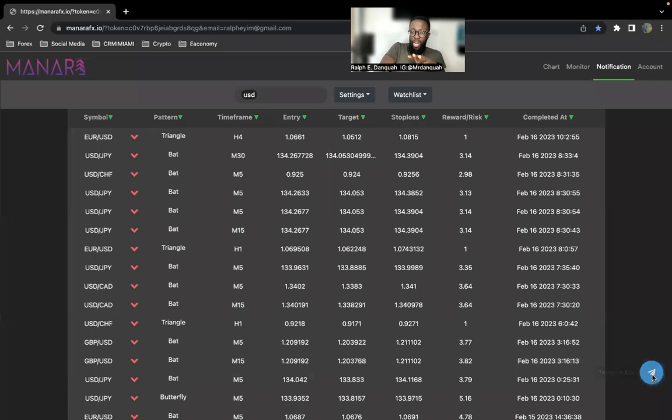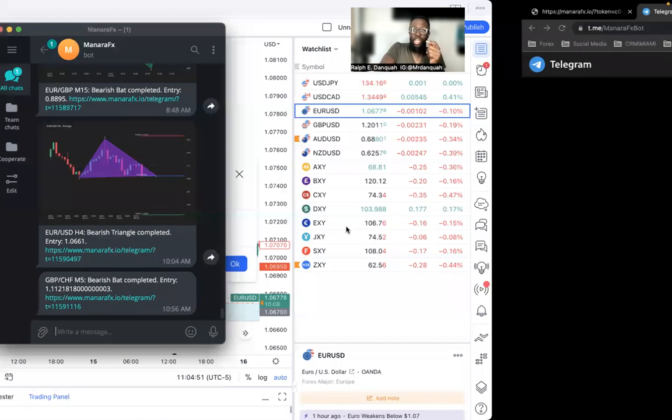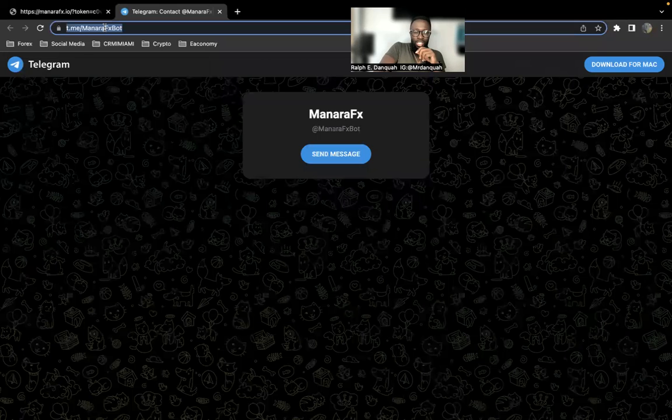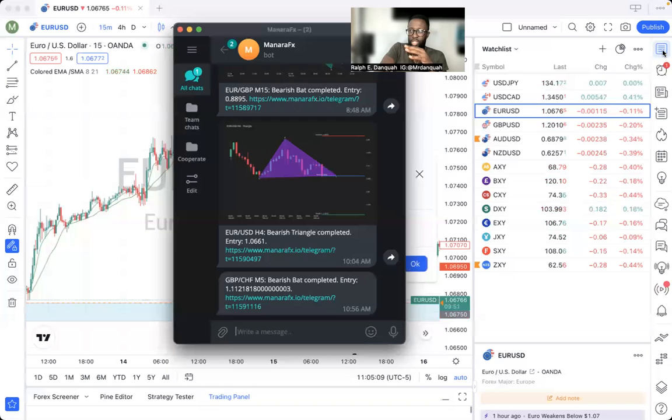Once you click this button right here, it's going to take you directly to Telegram, as you can see. In Telegram, it says Manara bot, Manara FX. You can also copy this and send it to yourself. If you don't have Telegram on your computer, you can email or text it to yourself, and then make sure you get it on a device that has Telegram.